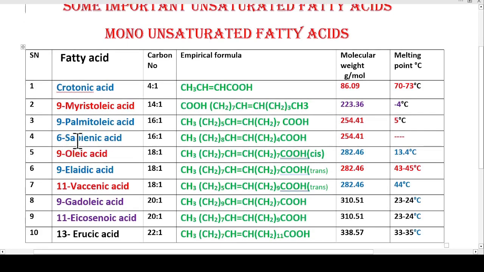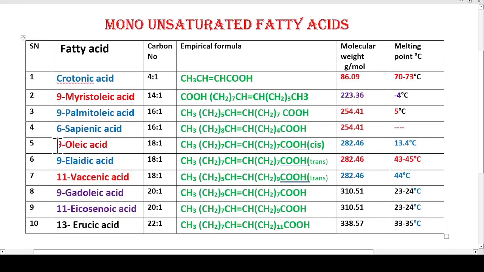Another one is sapienic acid. This also contains 16 carbons, like palmitoleic acid. Both are the same, but here the double bond is at the 6th carbon instead of the 9th carbon. So it is an isomer of palmitoleic acid. It is between the 6th and 7th carbon. You can see COOH as the 1st carbon, then CH2 4, 5, 6 to the 7th carbon. So there will be no change in molecular weight. Why? Because both contain 16 carbons. That is why there will be no difference in molecular weight, but there will be a change in melting point.